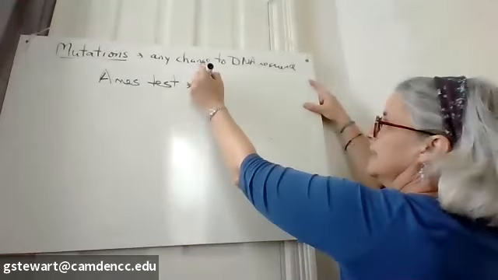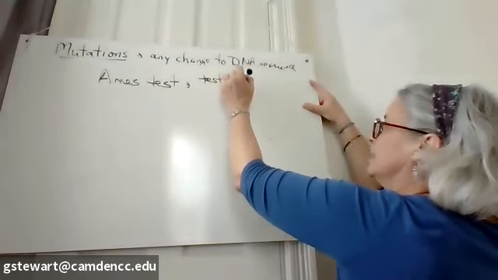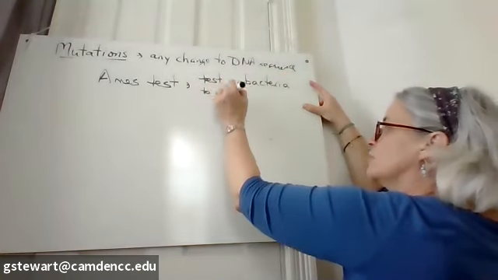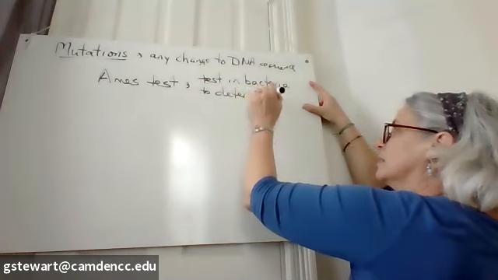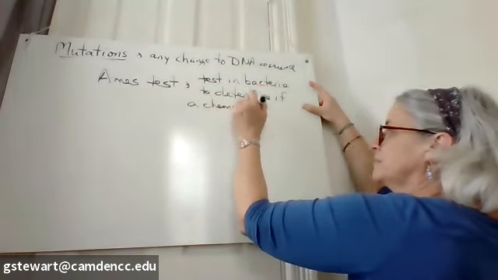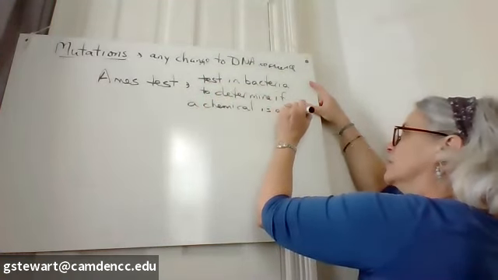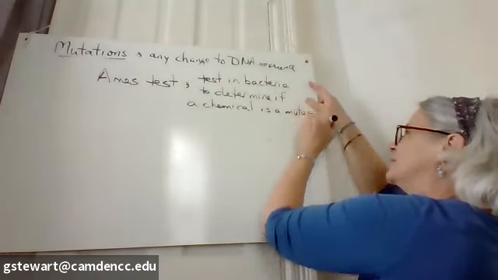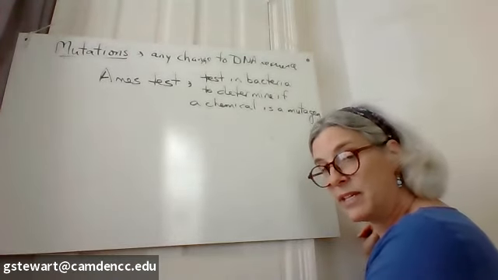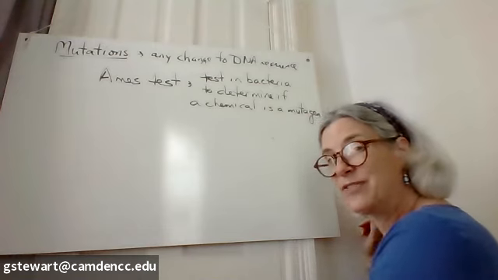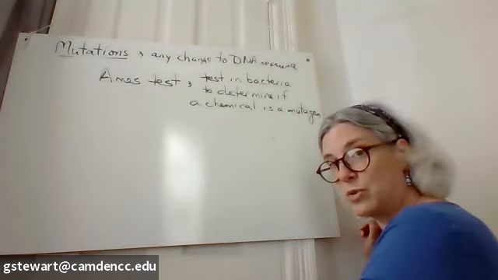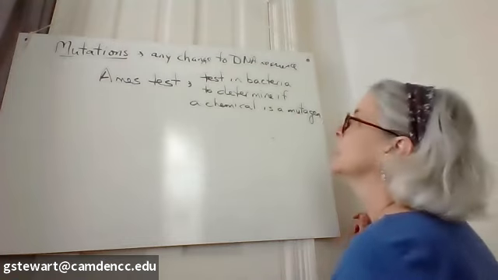This is a test we can do in bacteria to determine if a chemical is a mutagen, or if it's probably a mutagen. Because the test goes like this: if it's a mutagen in bacteria, it is probably 80 to 95% a mutagen in animals, and that usually leads to tumors or cancer. Okay?